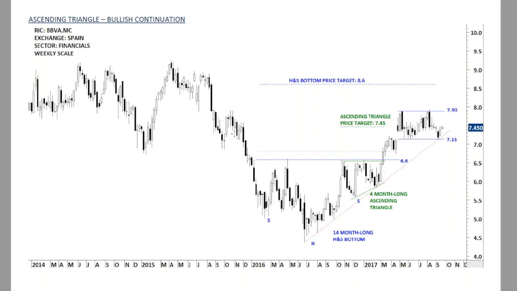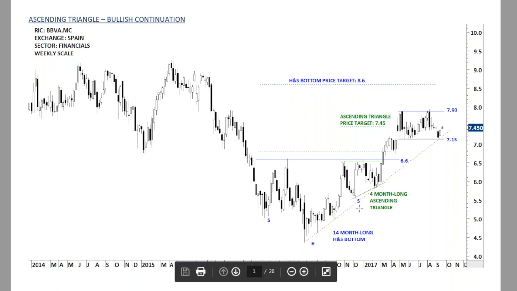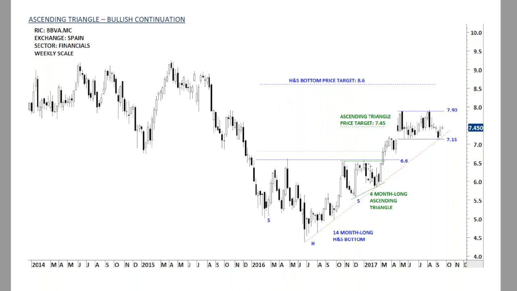So if you look at, for example, the first example is showing basically 3 different chart patterns here. One of them is a head and shoulder bottom, a 14-month long head and shoulder bottom on BBVA, a Spanish banking stock, that completed with a launching pattern here, which was a 4-month long ascending triangle. The breakout week is here. So the right shoulder of the head and shoulder bottom was an ascending triangle itself.